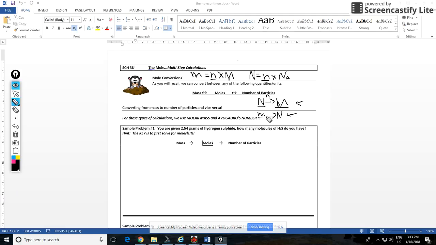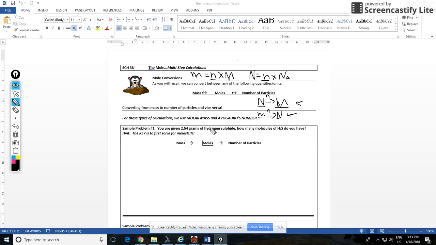If you're given the mass and you want to convert to number of particles, you convert to moles first and then convert to number of particles. So the goal is basically the mole. Every time that you want to convert from particles to mass or mass to particles, first convert to moles and then do your other conversion using your other formula. So let's take a look at an example of this.